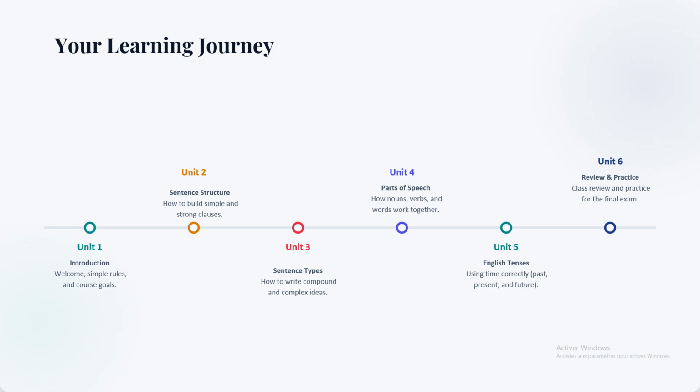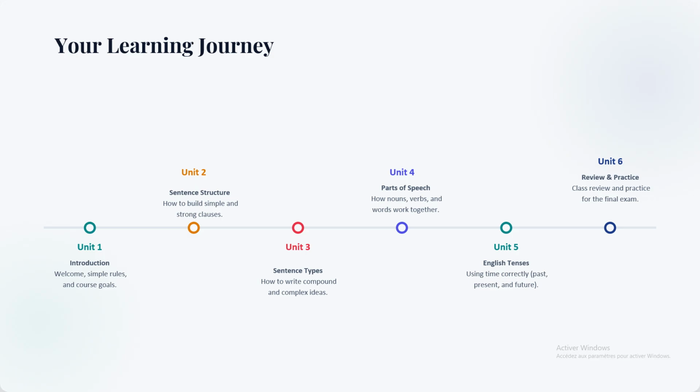Your learning journey, which is the program of this course. So the first unit is an introduction, where you have the welcome word, simple rules, and course goals. The second unit is about sentence structure, how to build simple and strong clauses. The third unit is about sentence types, how to write compound and complex ideas. The fourth unit is parts of speech, how nouns, verbs, and other words work together.